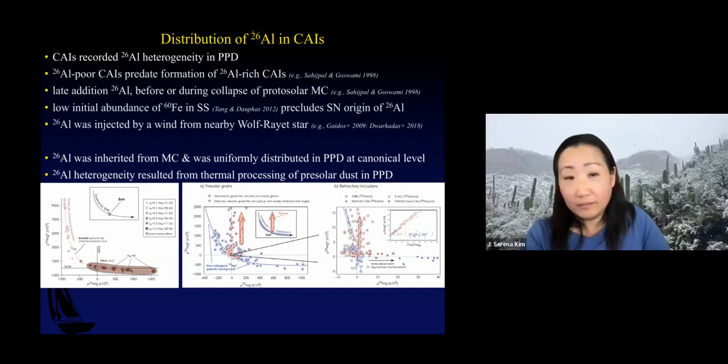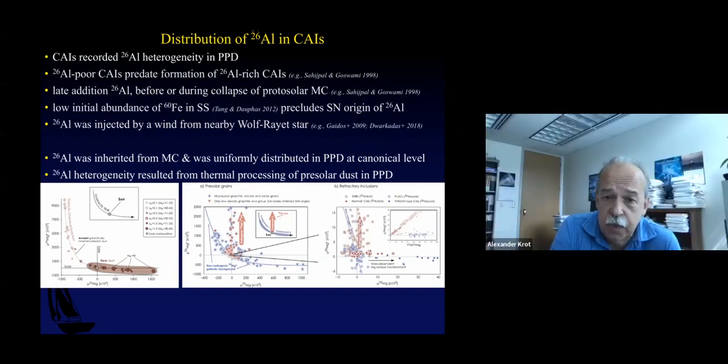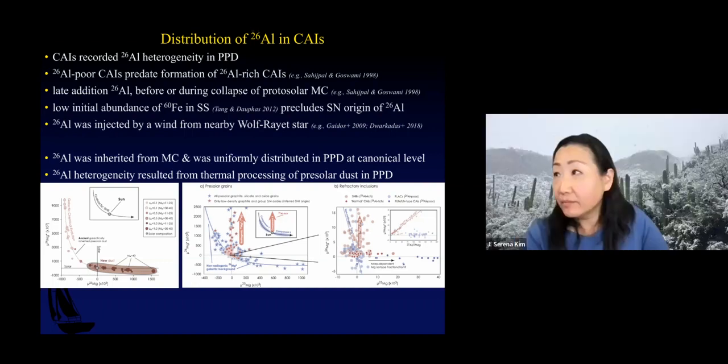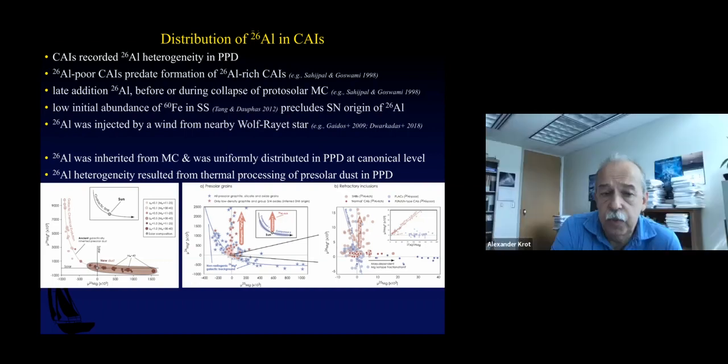of aluminum-26. So aluminum-26 must have been ejected by wind from a nearby Wolf-Rayet star, and it took some time to homogenize aluminum-26 in the protoplanetary disk. And this homogenization is recorded by formation of CAIs with different initial aluminum-26 to aluminum-27 ratio. So according to another idea, aluminum-26 was inherited from the protosolar molecular cloud and was uniformly distributed in the disk.